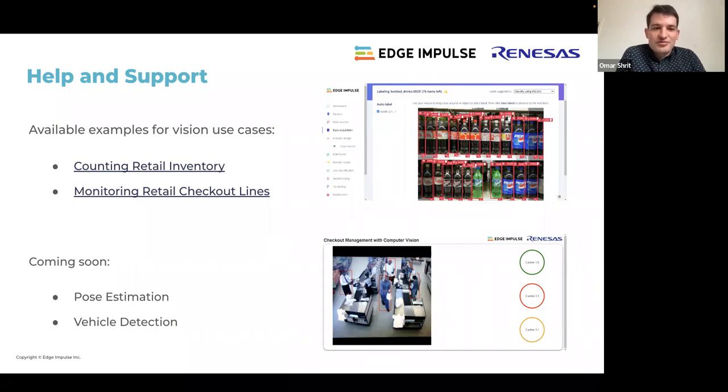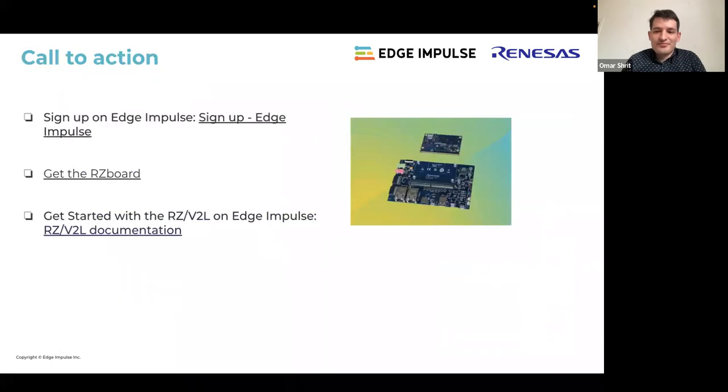There are another two examples that are also available, or are going to be available soon. The first one is pose estimation, and the second one is about vehicle detection. Please have a look and see, a lot of applications are possible.